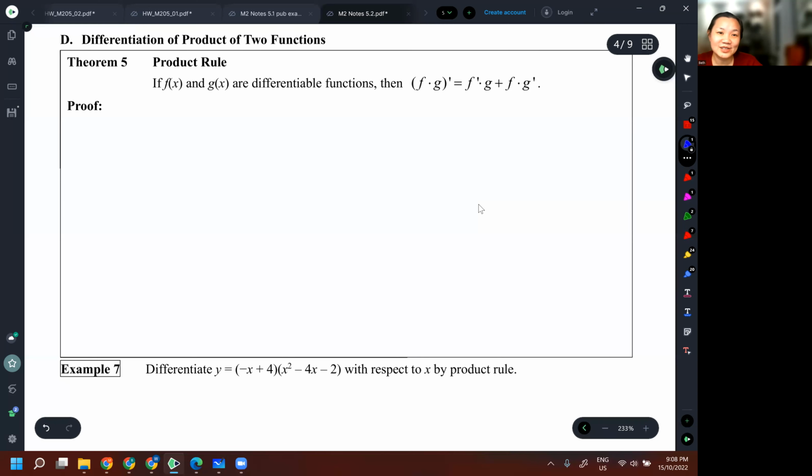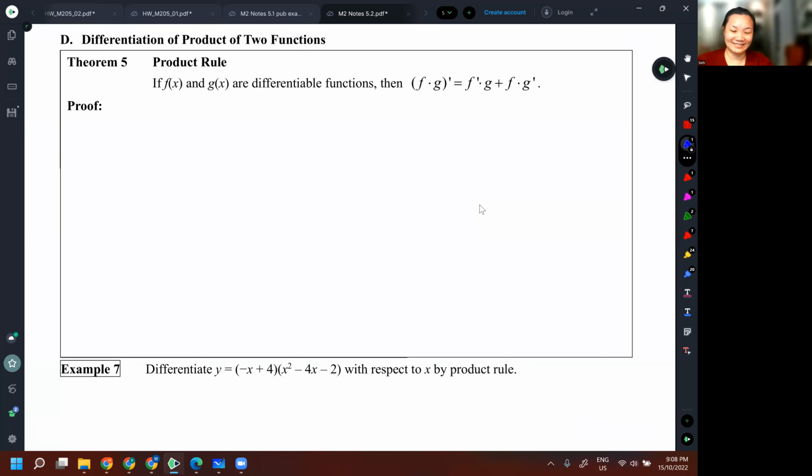That is to differentiate the first function, multiply the second function, and plus the first function multiply to differentiate the second function. In short, the derivative of f times g is equal to f prime g plus g prime f.